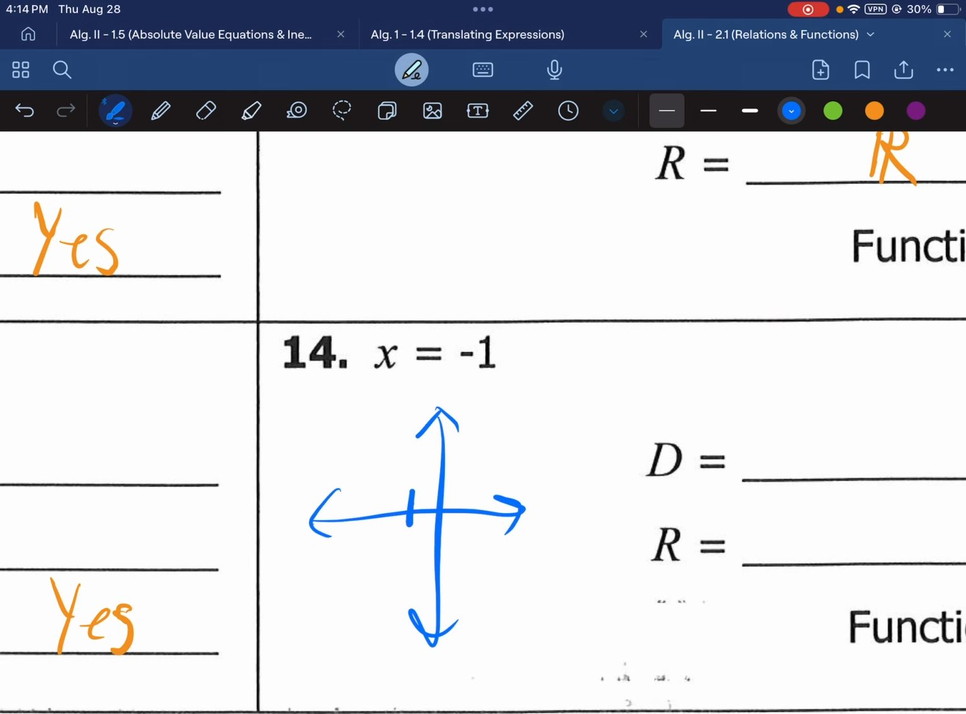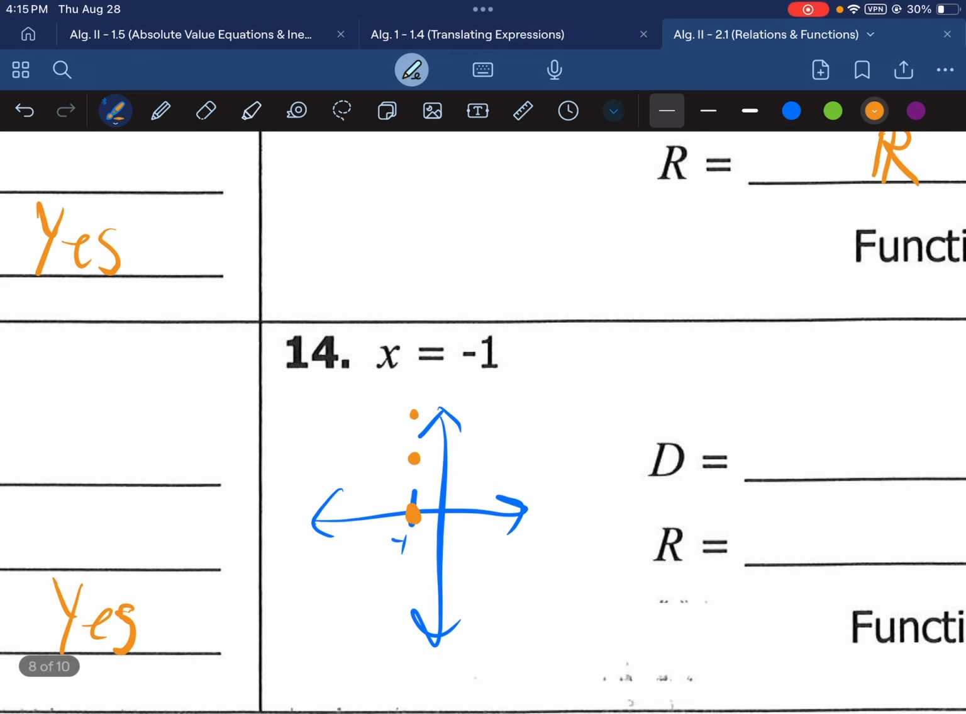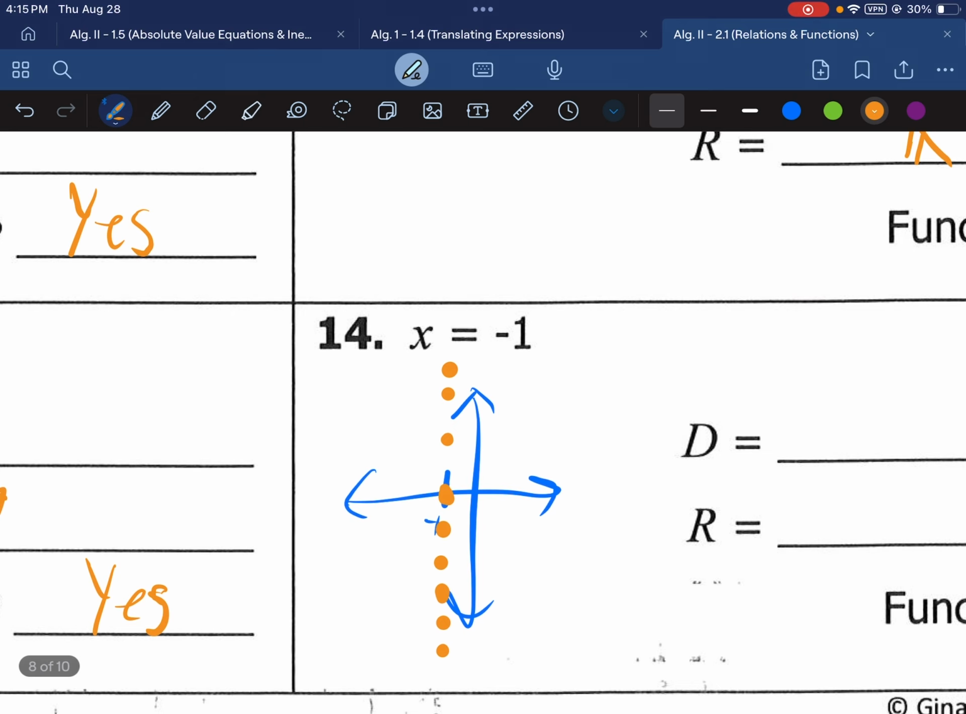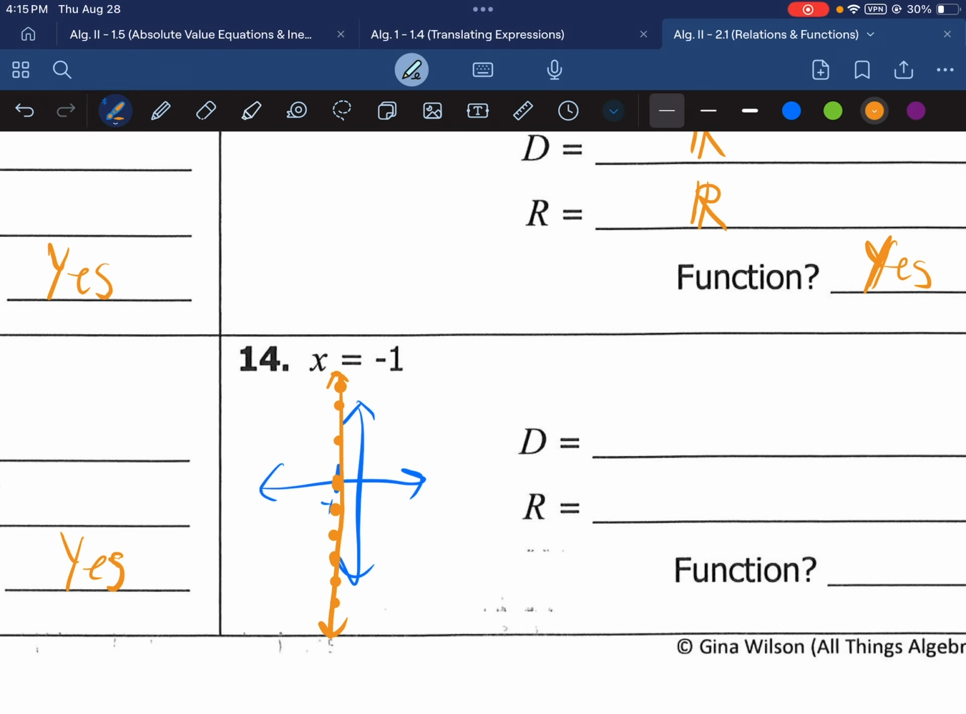x equals -1. Well, that's true right here at -1. And so we'd have a point there. X is also -1 up here, because it's still 1 to the left. It's true at this point, this point, this point, this point, this point, and this point. No matter how high up and down I go, I'm still 1 to the left of the center. So it's still the x value being -1. So x equals a number is a vertical line at that x value.